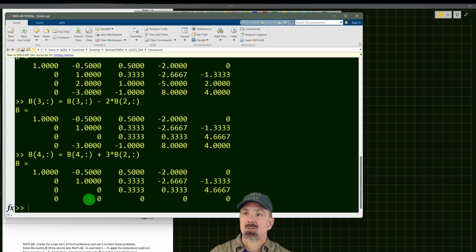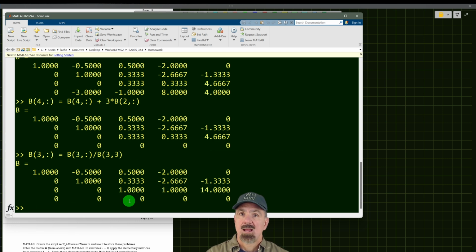And here we are. Now we move down to the third pivot down here, which is 1/3, and we're going to take the third row and set it equal to the current third row divided by the value that's currently in that pivot. And when we do that, we're here. And now we have a matrix that is in row echelon form. It's ready for back substitution.